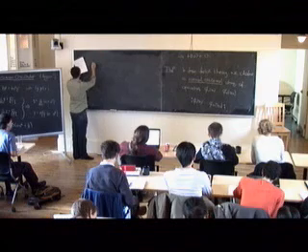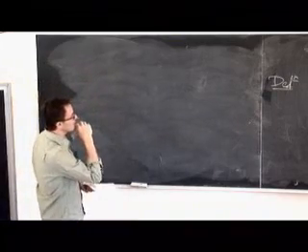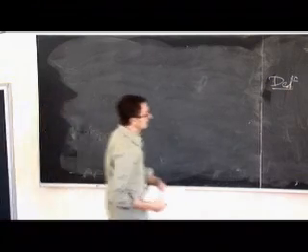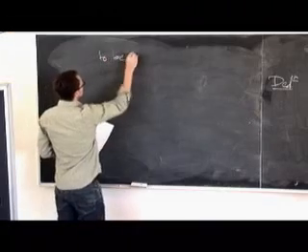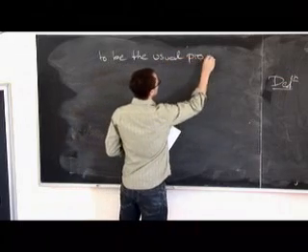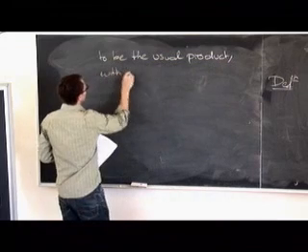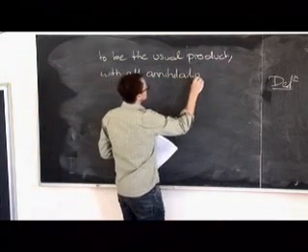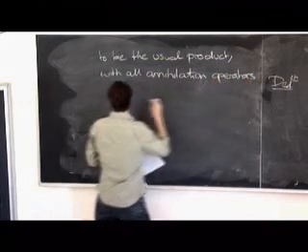And what this means is, in free field theory, we define a normal ordered string of operators. We write it like this to be the usual product with all annihilation operators moved to the right.